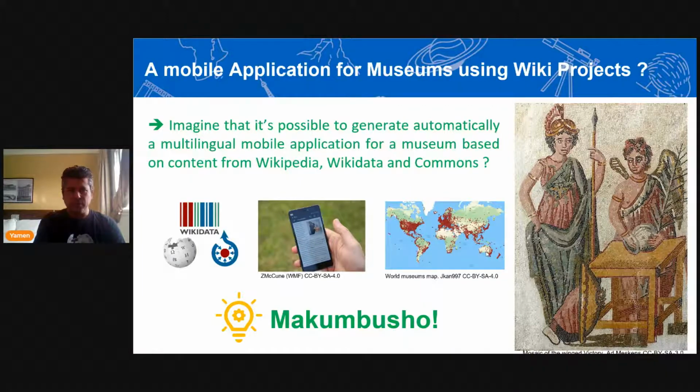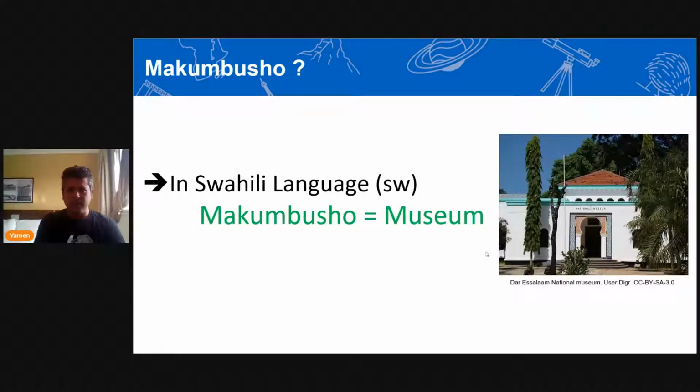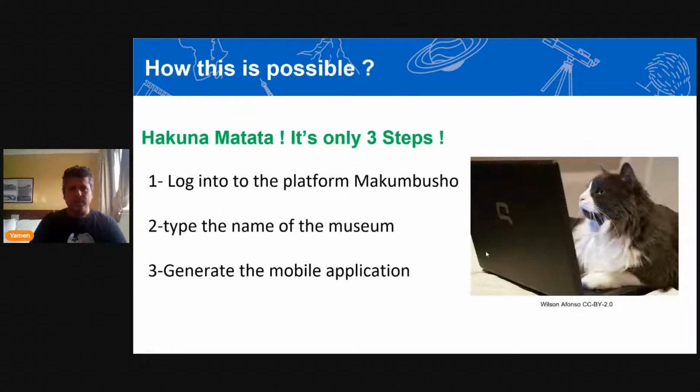So we are going to learn a new word now in Swahili. Makumbusho means museum. So how is this possible? It's easy. It's only three steps. Hakuna matata. Do not worry.